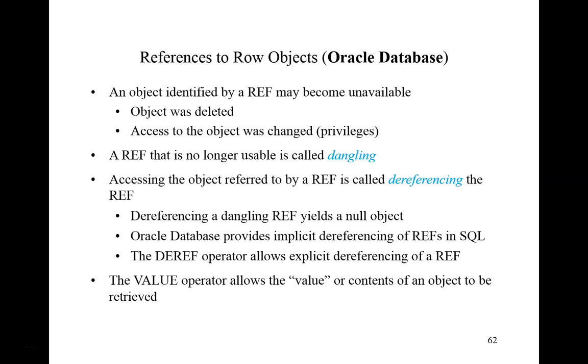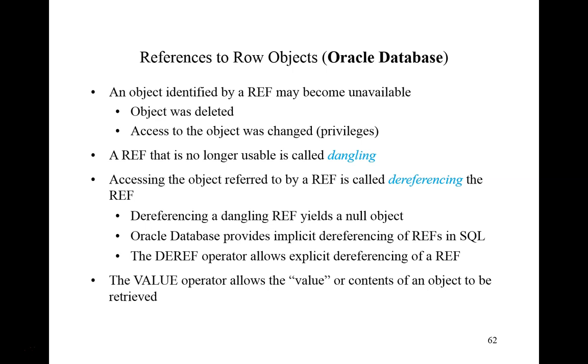Oracle Database provides an SQL predicate called IS DANGLING to test refs for this specific situation. And we'll provide examples and a further discussion of this point a little bit later. When we wish to follow this logical pointer, that is, whatever the ref is pointing to or referring to, we wish to gain access to that object. This is referred to as dereferencing the ref. Dereferencing a dangling ref yields a null object because it's not pointing to anything.